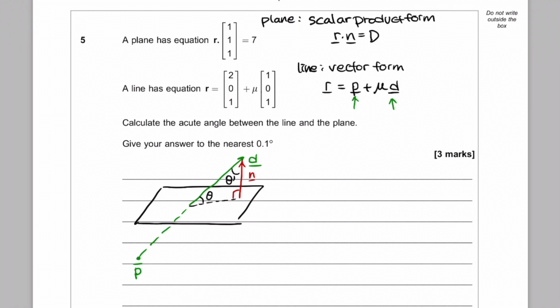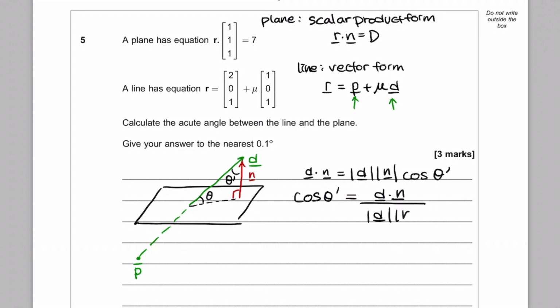So if you use the definition of the dot product, it's your d dot n is equal to the size of your d vector and size of your n vector times cosine theta prime. We use theta prime here because it's the angle that's surrounded by your direction vector and your normal vector. So if you rearrange your equation in terms of theta prime, it becomes d dot n over the size of d times size of n. And then you're going to arc cosine that to get your theta prime value.